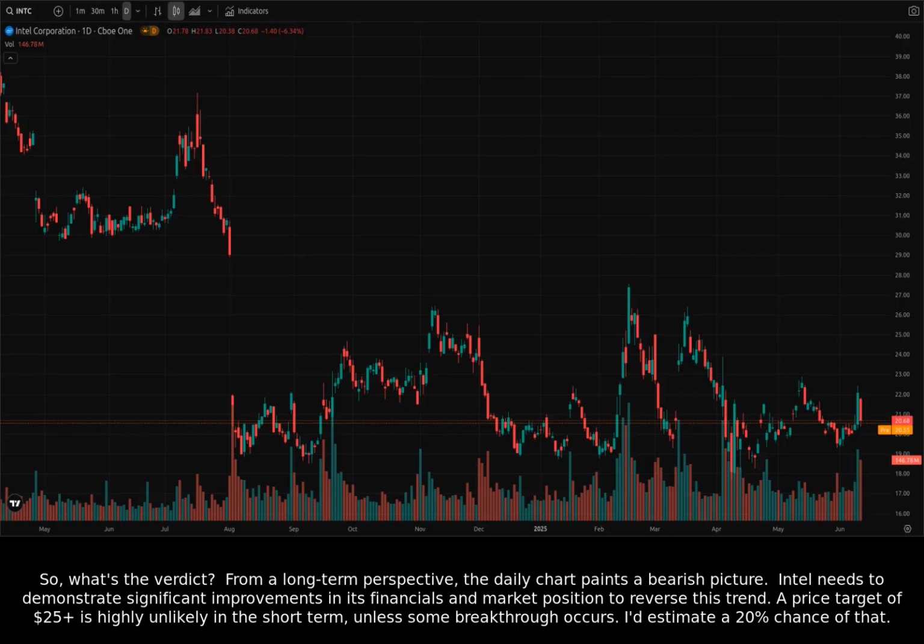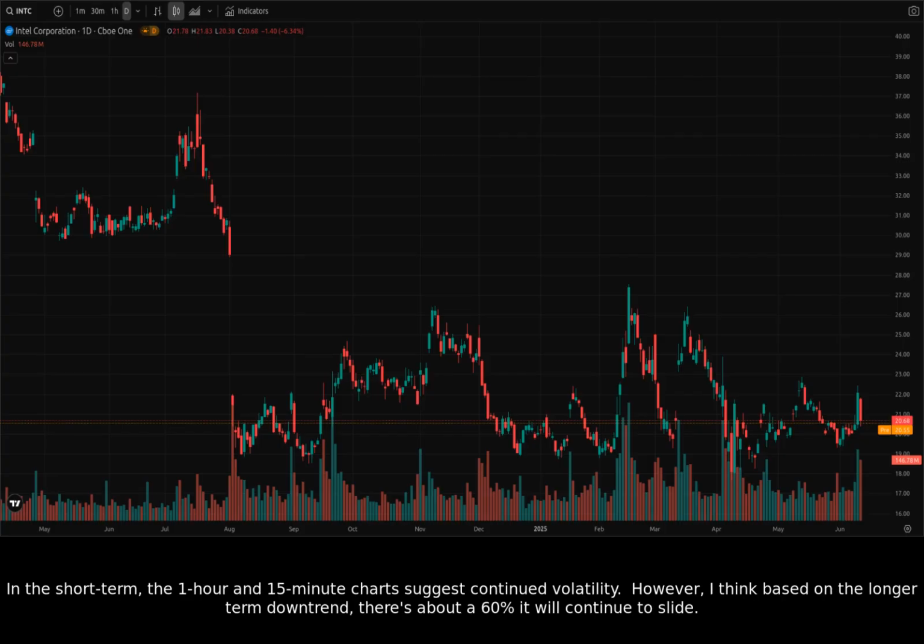So, what's the verdict? From a long-term perspective, the daily chart paints a bearish picture. Intel needs to demonstrate significant improvements in its financials and market position to reverse this trend. A price target of $25 plus is highly unlikely in the short term unless some breakthrough occurs. I'd estimate a 20% chance of that.